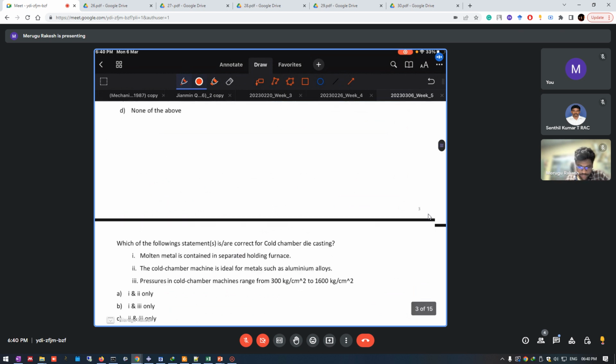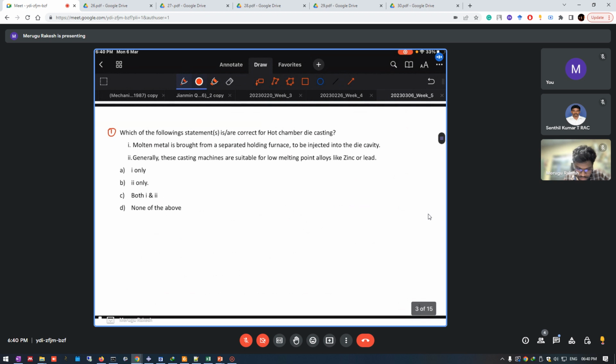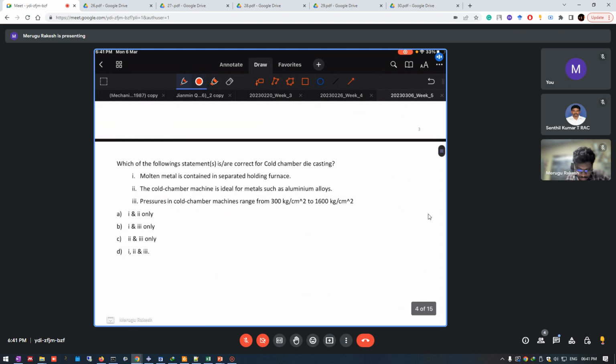Okay, let me read. Which of the following statements are correct for hot chamber die casting? First, molten metal is brought from a separate holding furnace to be injected into the die casting. No, in hot chamber die casting, the complete setup is inside the furnace. So there is no need for bringing it from a separate holding furnace. So one is the wrong statement. Second, generally these casting machines are suitable for low melting point alloys like zinc or lead. Yeah, this is the correct statement. So two is the correct one in this case. So let us move to the next question.